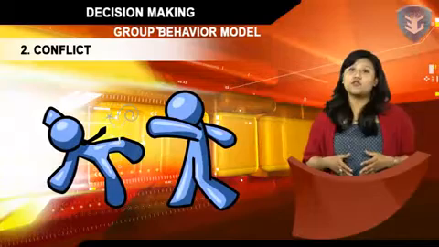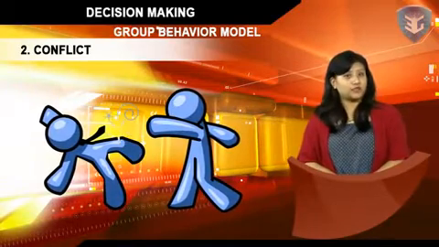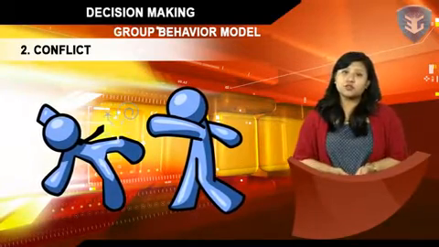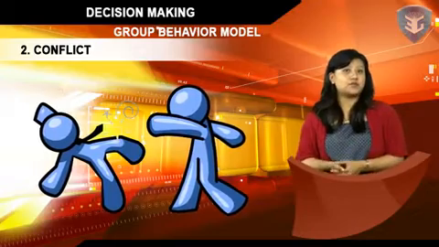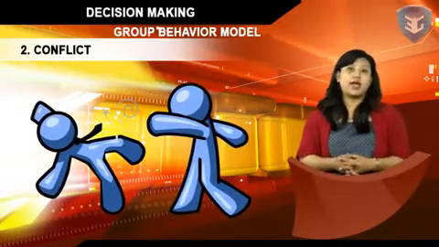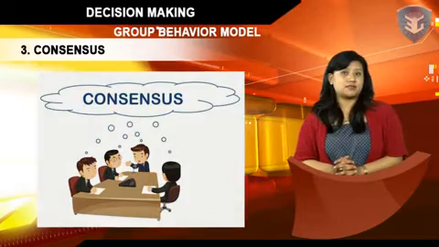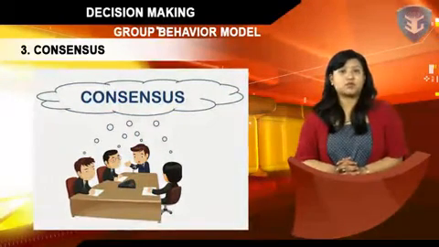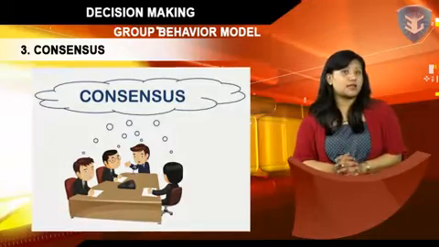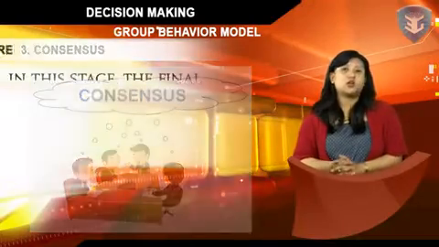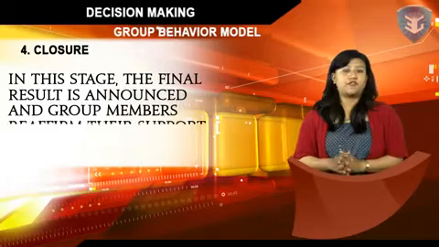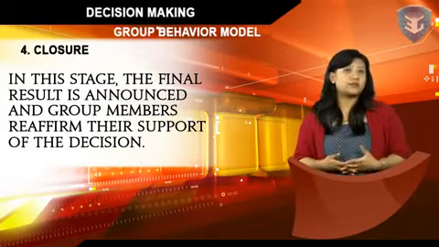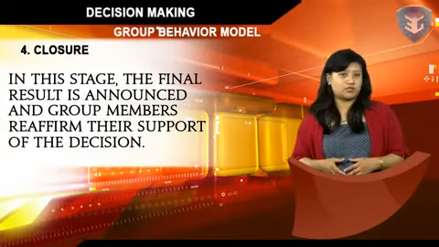Conflict. Conflict is a necessary part of a group's development. Conflict allows the group to evaluate ideas and it helps the group avoid conformity and groupthink. Consensus. Conflict ends in the consensus stage, when group members compromise, select ideas and agree on alternatives. Closure. In this stage, the final result is announced and group members reaffirm their support of the decision.